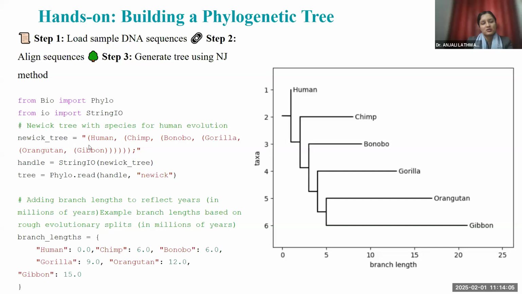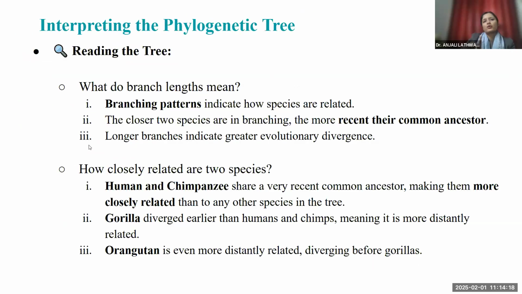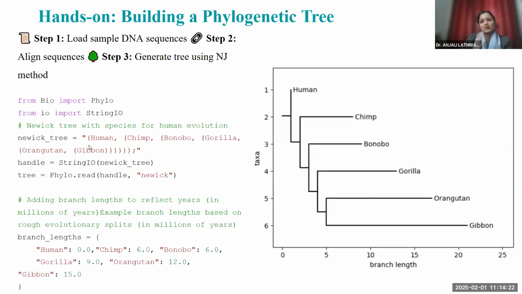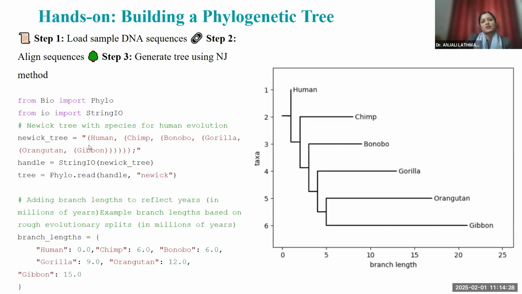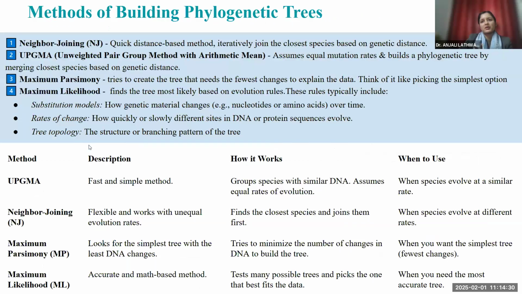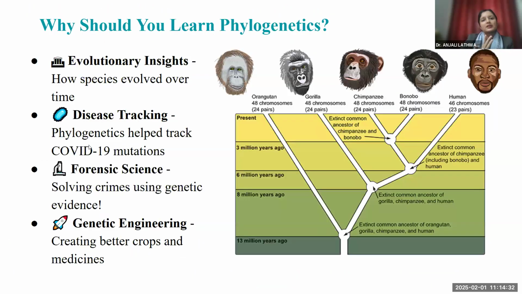Then you generate that tree. Here we are using the NJ method. Once we have gone through this, I'll switch to that Python file as well, just to give you a brief idea of how it is done. Now, how do you interpret the phylogenetic tree? We have understood it earlier also. Branches, what does this mean? Branching patterns indicate how the species are related, be it this or be it this, anything, right?